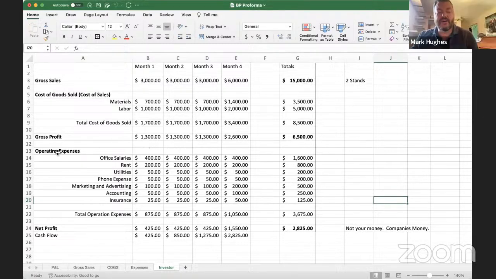The expenses under operating expenses stay pretty much the same month after month.